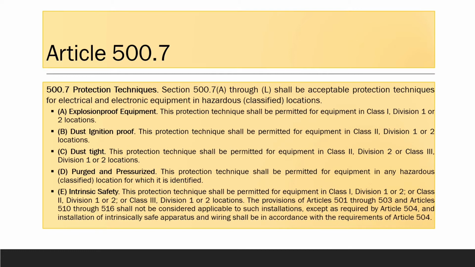Letter D. Purged and pressurized. This protection technique shall be permitted for equipment in any hazardous classified location for which it is identified. Purging is defined as the process of supplying an enclosure with a protective gas at a sufficient flow and positive pressure to reduce the concentration of any flammable gas or vapor initially present to an acceptable level.